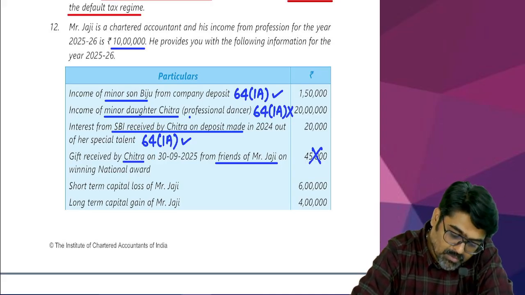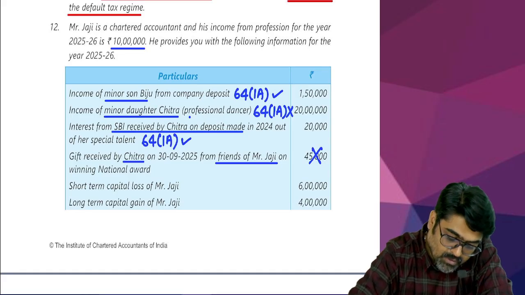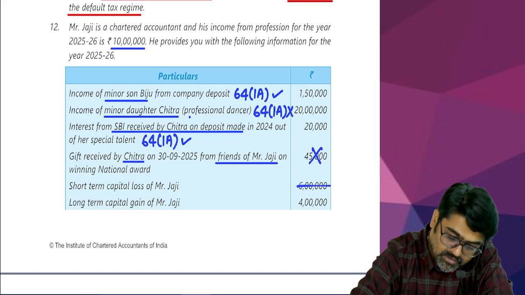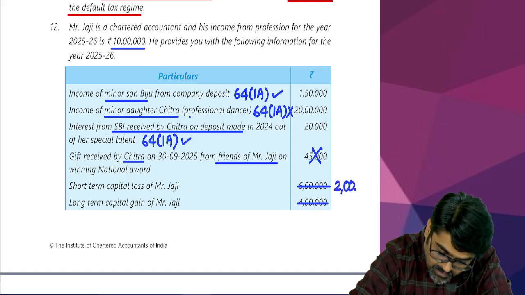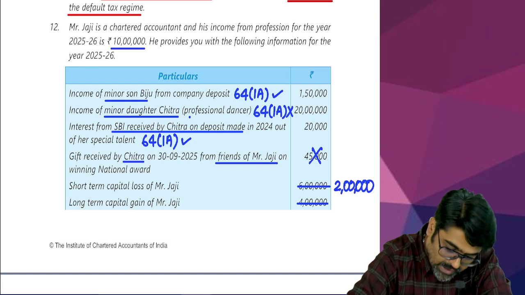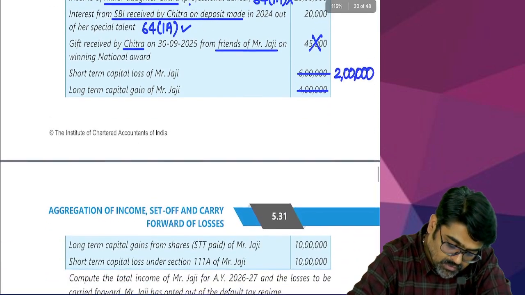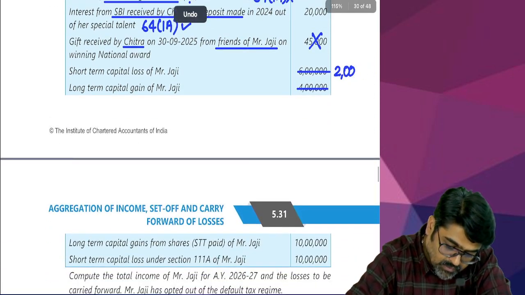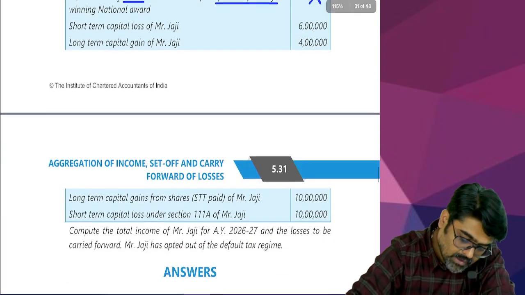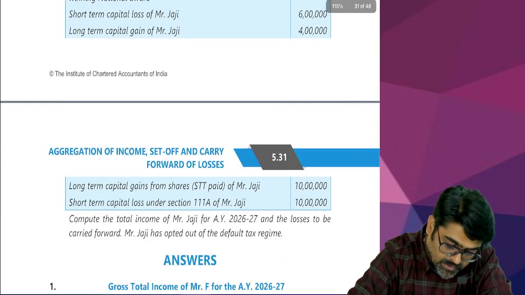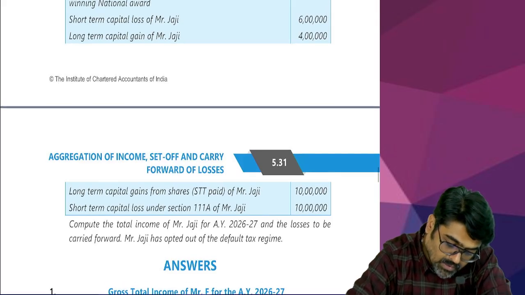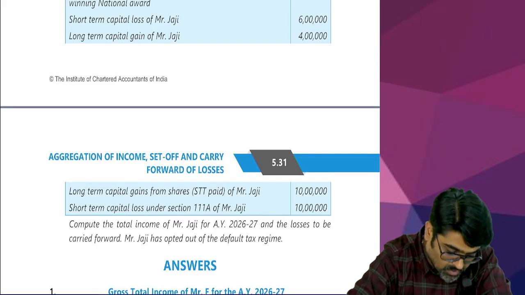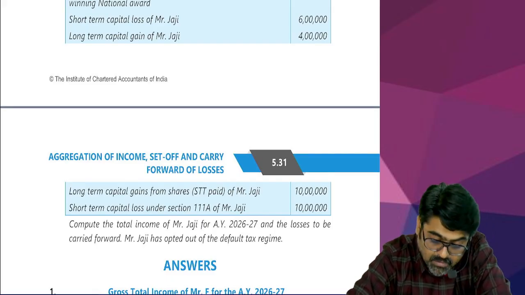Next one. Short-term capital loss of Jaji and long-term capital gain of Jaji. Can it be set off against this? How much will remain? And this 2 lakh rupees of short-term capital loss. Wait, don't do this, because long-term capital gain is also there and short-term capital loss is also there. Yes or no? Do you have any long-term capital loss? No. Thank God, you don't have any long-term capital loss.